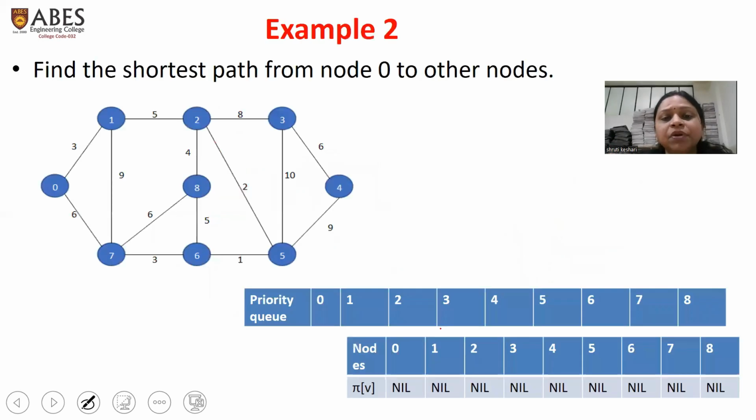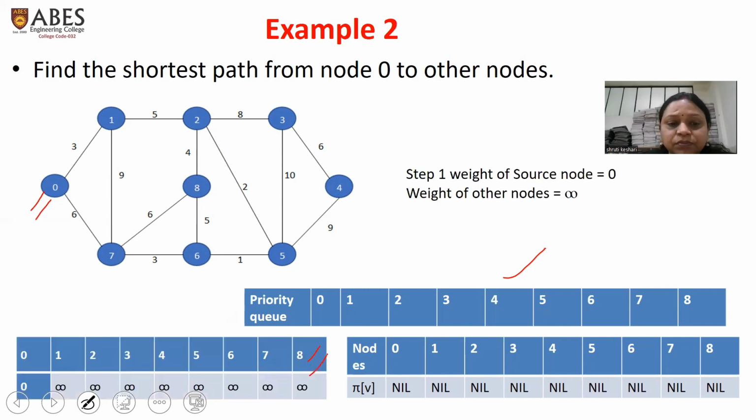Let's take another example for understanding. Here we are using all the steps given in your algorithm. Here, this is the graph. Let's suppose that 0 is the source node. Put the value at 0. Here we are defining the priority queue. The priority queue contains all the vertices, and these are the nodes whose parent is nil, basically. And here we are defining the weight.